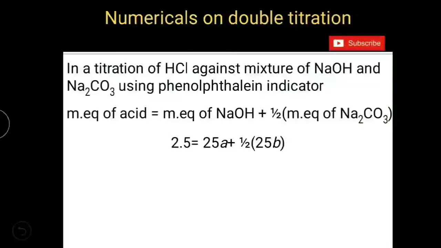And if you substitute that in the relation, milli equivalents of acid equal to 2.5, milli equivalents of NaOH is 25A, and half of milli equivalents of sodium carbonate is half of 25B. Let us consider it as equation 1.